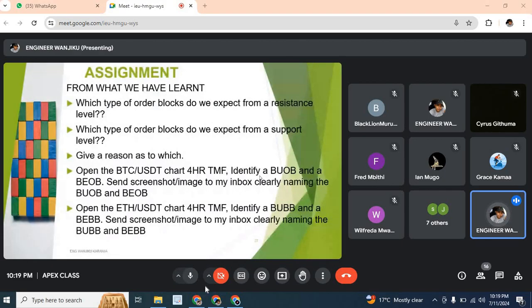So if you have any question, please, this is the time. Any questions? They may look like complex terms, but it's not even hard. If you rewatch the video and actually try and identify them in the chart, you'll notice it's not so hard to identify these things in the chart. So if you have any questions, please.